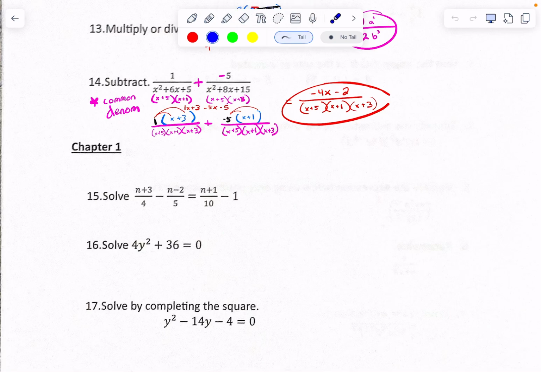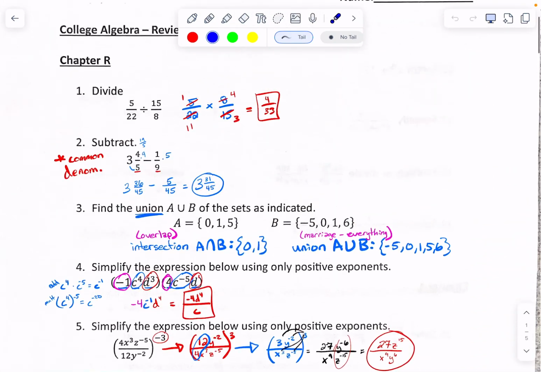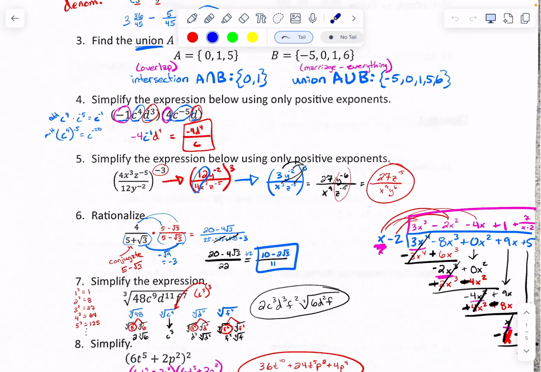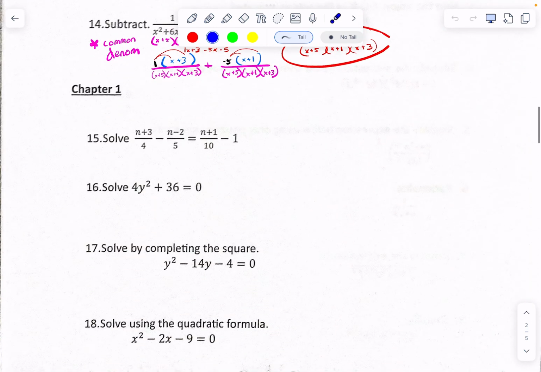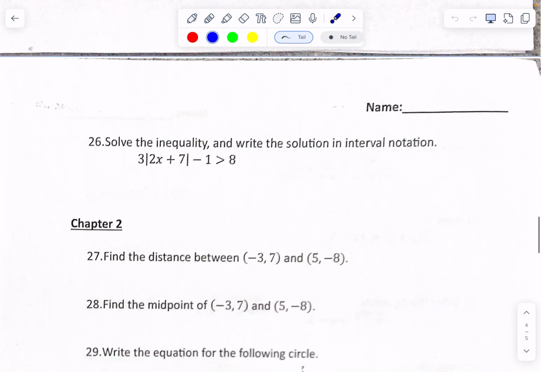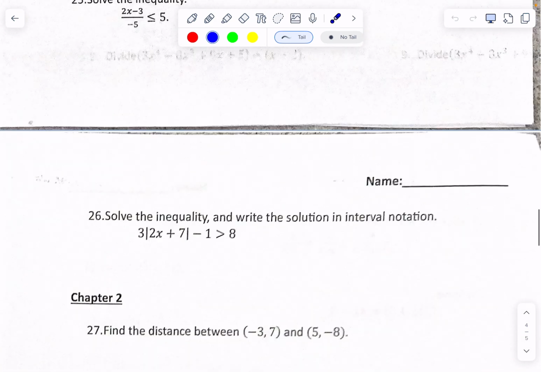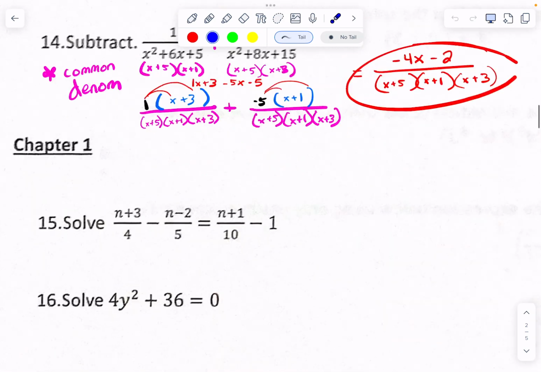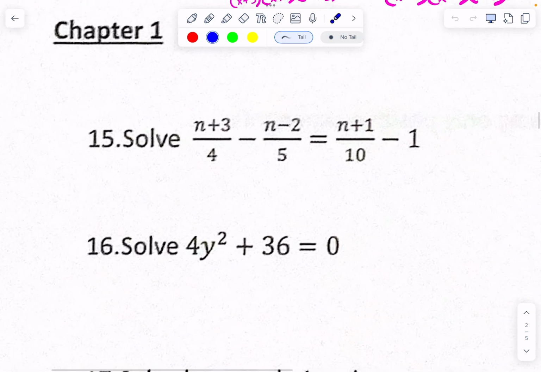Okay, Aubrey, we're on day 2 of semester review for college algebra. We said if we get through chapter 1 today, that will put us at a good spot, and then we'll save chapter 2 for tomorrow. So, chapter 1. We started doing a little bit of this yesterday.